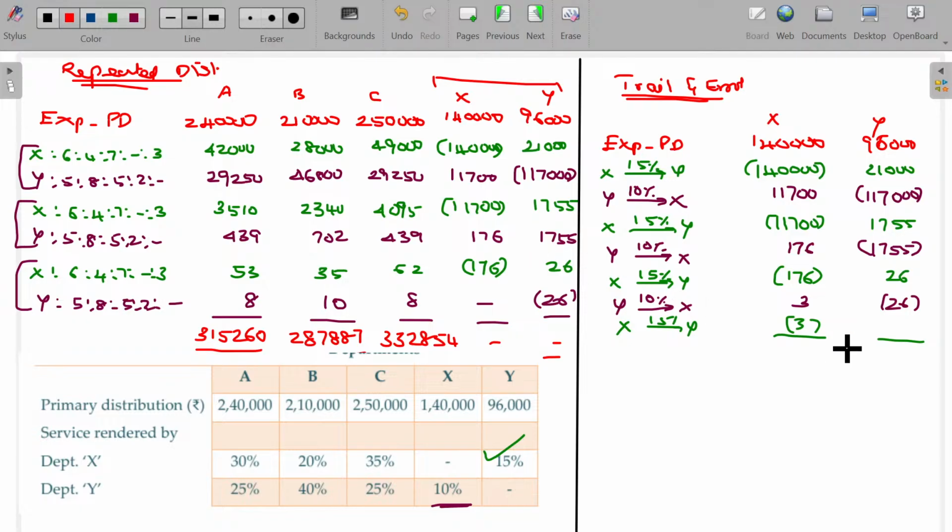Now, find out the total of subtracted value. Total of subtracted value: 1,40,000, 11,700, 176 and 3.